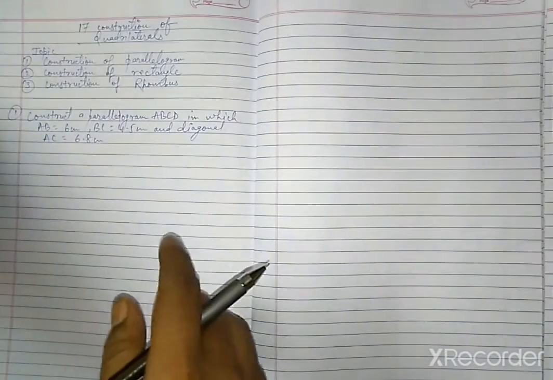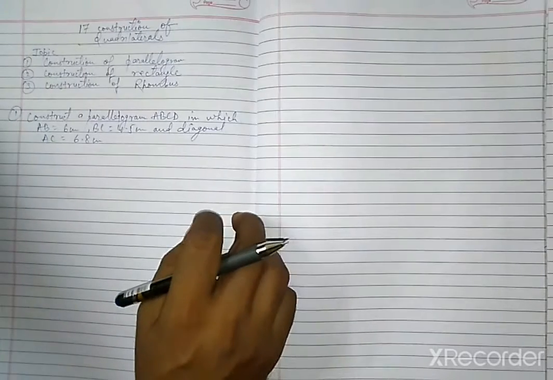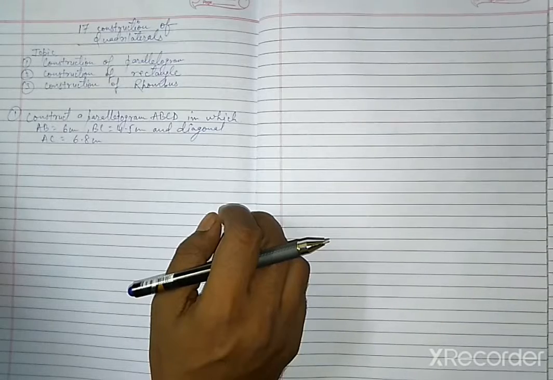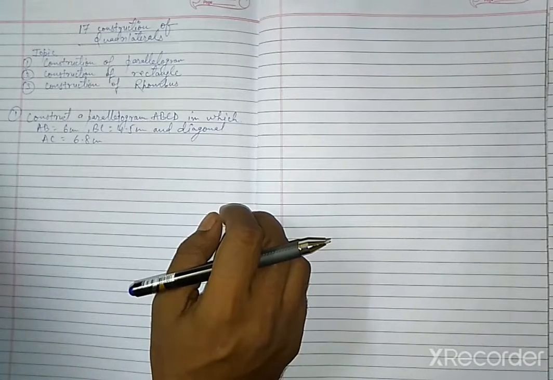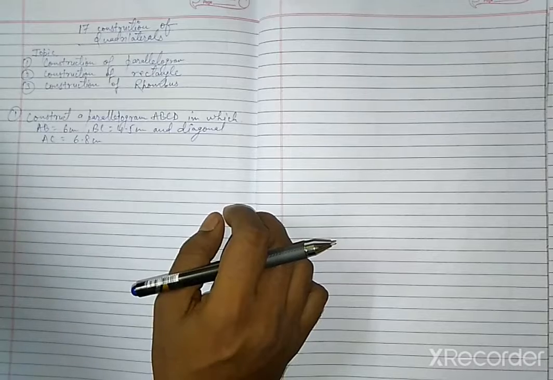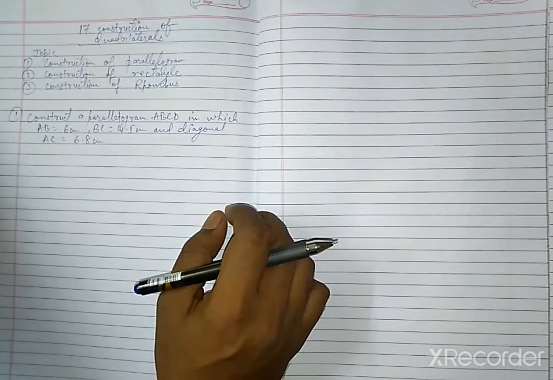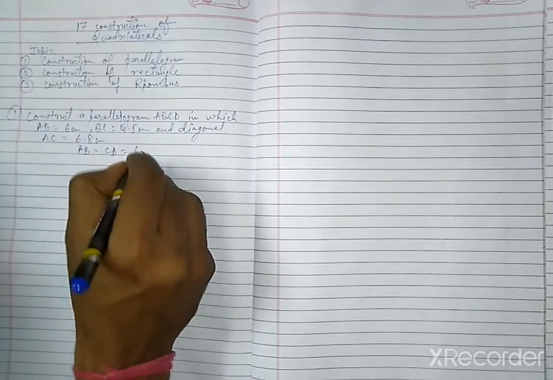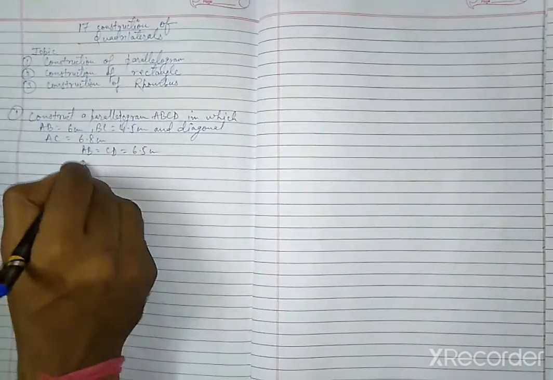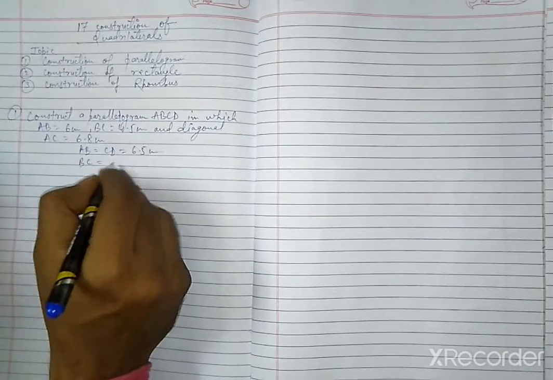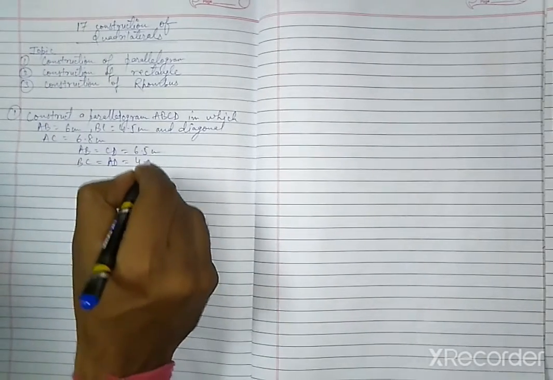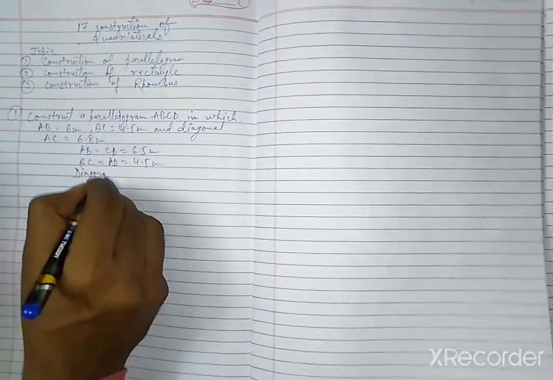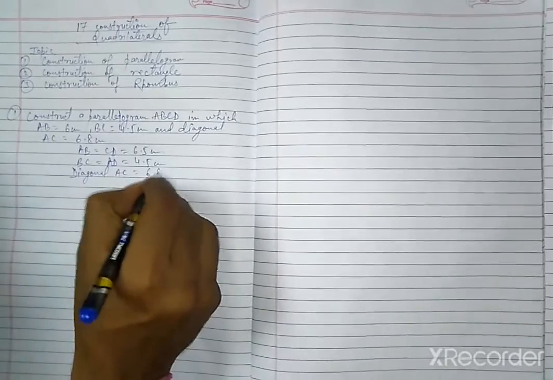Now, from the property of a parallelogram, we know that in a parallelogram the opposite sides are equal. So I have given two sides, AB and BC. The opposite side of AB is CD. So AB will be equals to CD, and both are equal to 6.5 centimeter. And BC will be equals to AD, and both are equals to 4.5 centimeter. And the diagonal AC is equals to 6.8 centimeter.